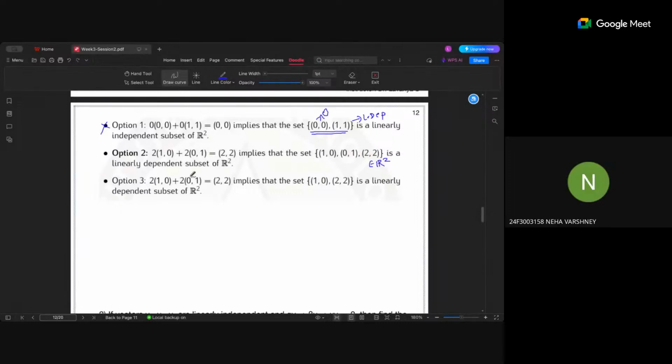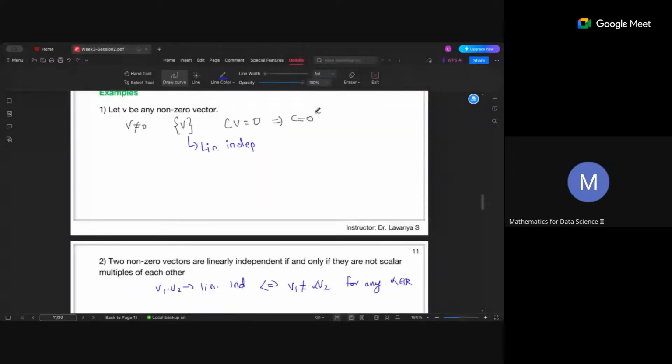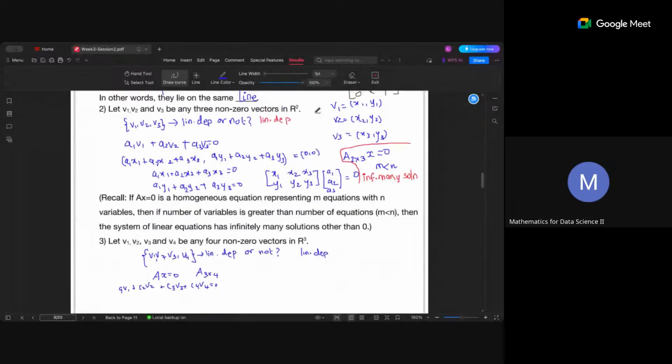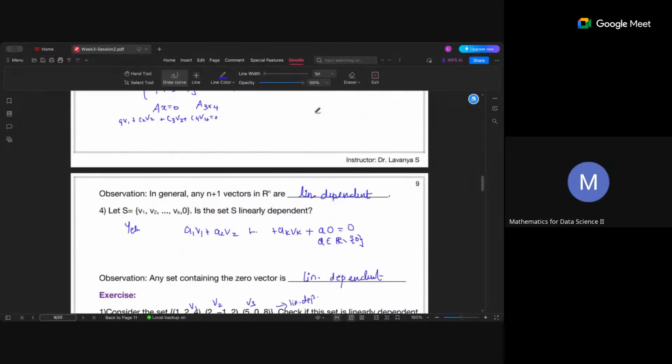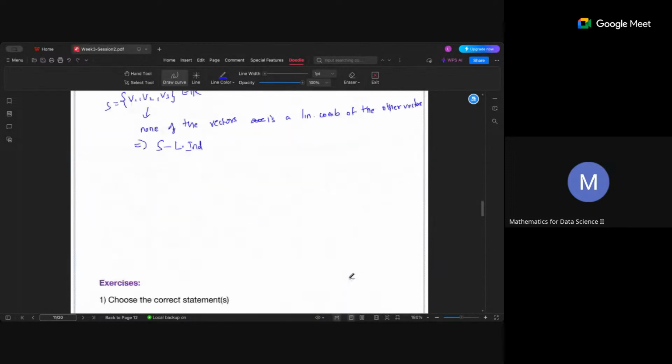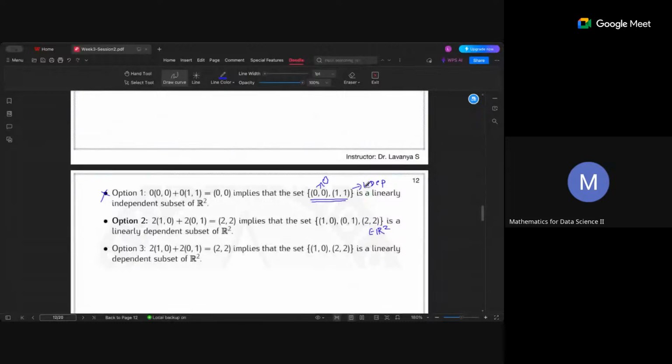Please explain option 1. So this set contains the zero vector. We have already seen that any set containing the zero vector is linearly dependent. So you can see that this set is linearly dependent. And this also we have already seen: any set of three vectors in R2 is linearly dependent. Now answer this question. What about any set of five vectors from R2? Linearly dependent, right?